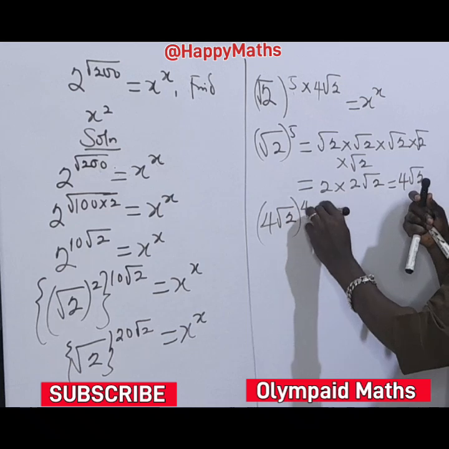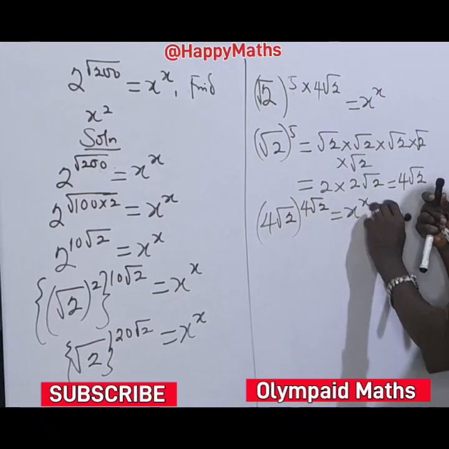Then this is 4 to the root of 2 equals s raised to the power of s.